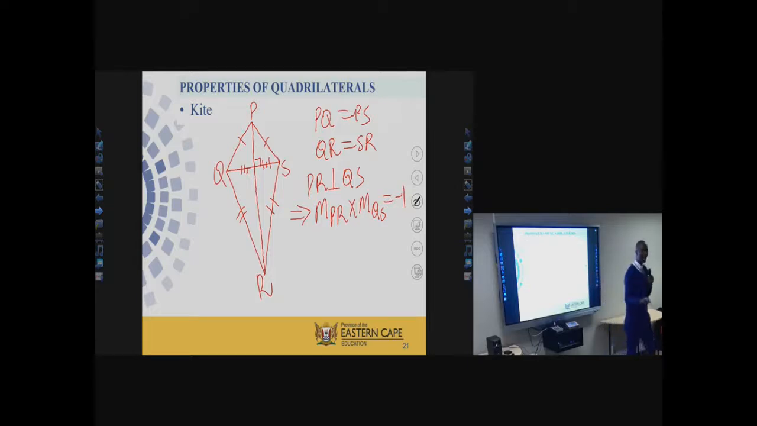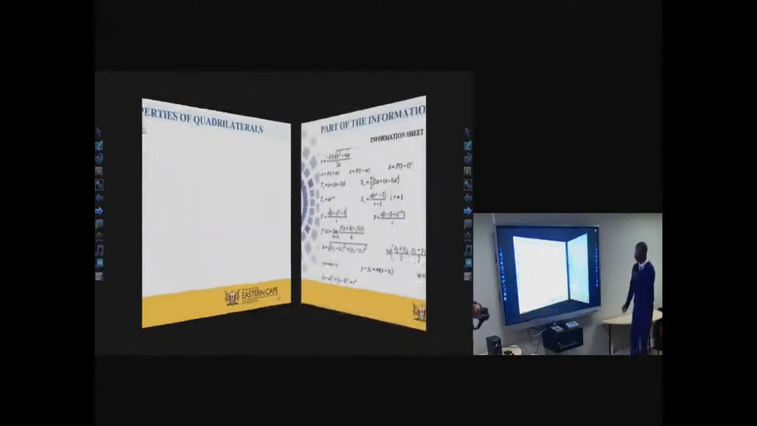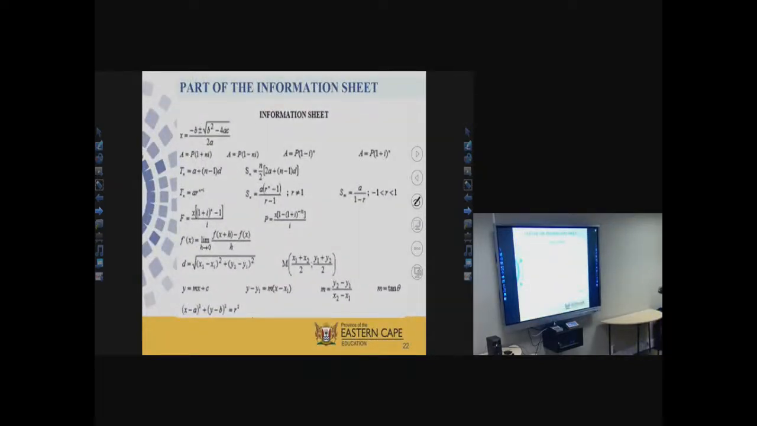So every time I say two lines are perpendicular, you must know that when you multiply the gradients of those two lines, you are going to get negative 1. Basically, that is the summary of the properties of quadrilaterals. I want us to look at the formula sheet now before we do an example. Just part of the formula sheet, because sometimes we ignore this, and it's very important that you understand it.